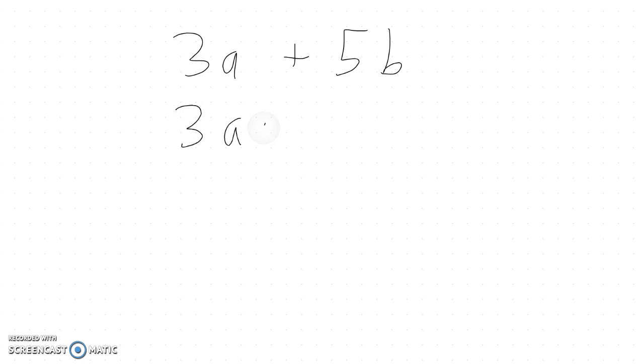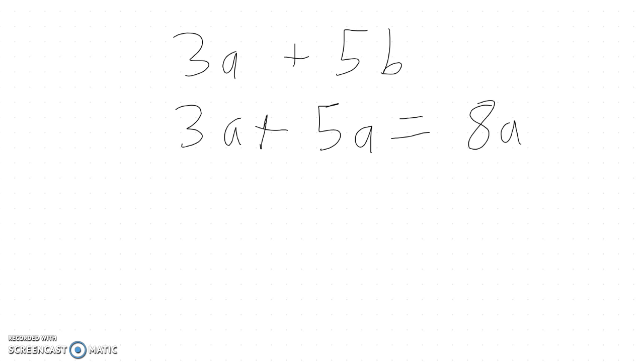However, if I have 3a plus 5a, then I can add them. I just get 8a. The basic rule is this: you can always multiply any two terms no matter what. Multiplying you can always do. Adding and subtracting, you must have like terms.